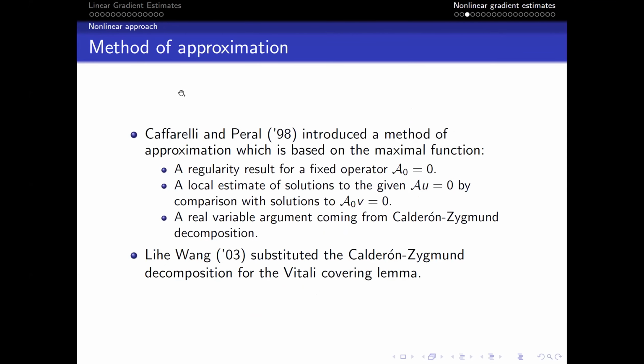Okay, and then here, the method of approximation: Caffarelli and Peral introduced a method of approximations, which is based on the maximal function and perturbation arguments. First, looking at the limiting PDE or the reference PDE, a regularity result for a fixed operator, that is, homogeneous problems. Here, at least, we expect Lipschitz regularity for the p-Laplacian theory. And then a local estimate of solutions to the given problems by comparison with the solution of the limiting PDE. And then real variable arguments coming from the Calderón-Zygmund decomposition.